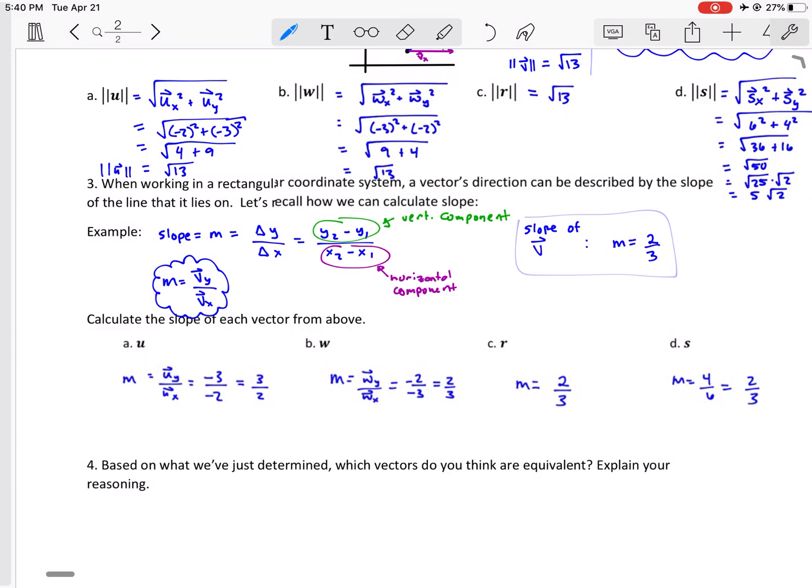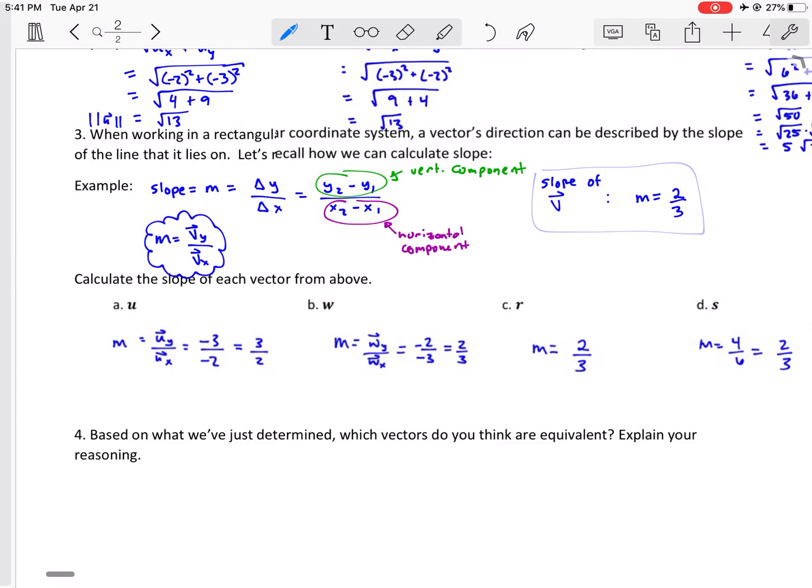All right, there's my work for those remaining 3. It's worth noting that a few of them actually had the same slopes. So based on what we've determined, which vectors do you think are equivalent to each other? So let's look through.